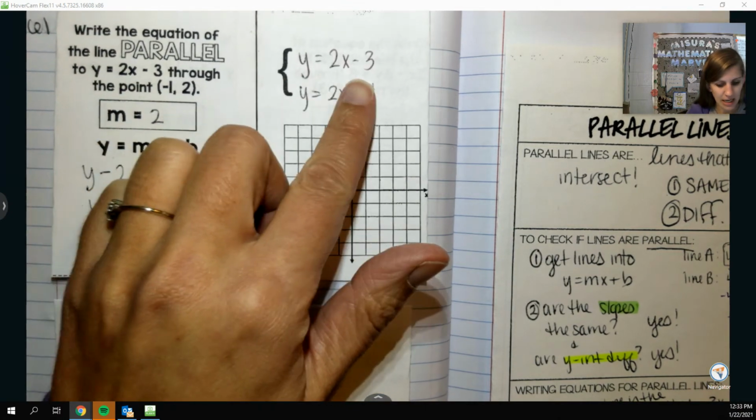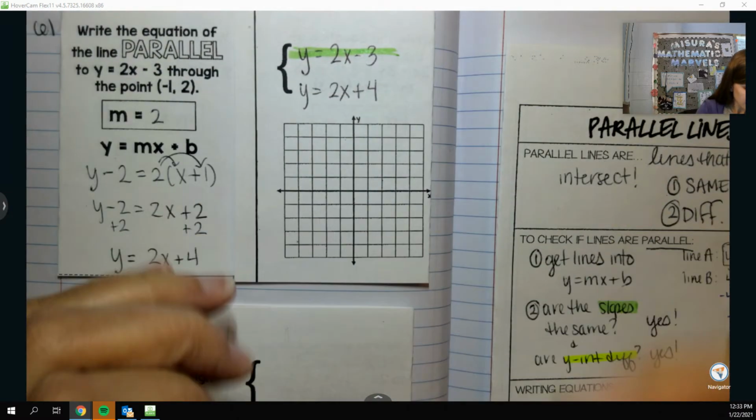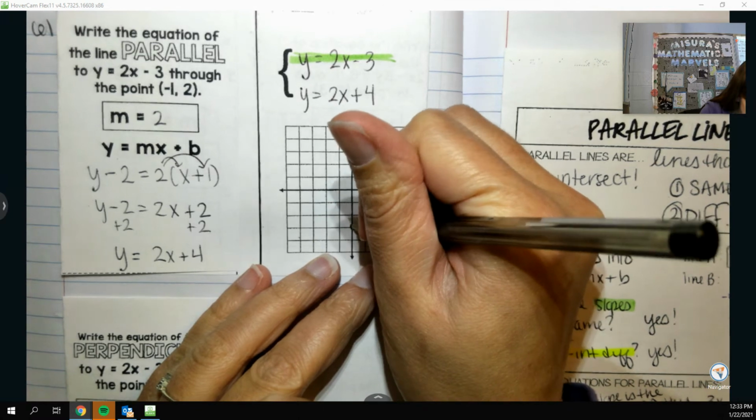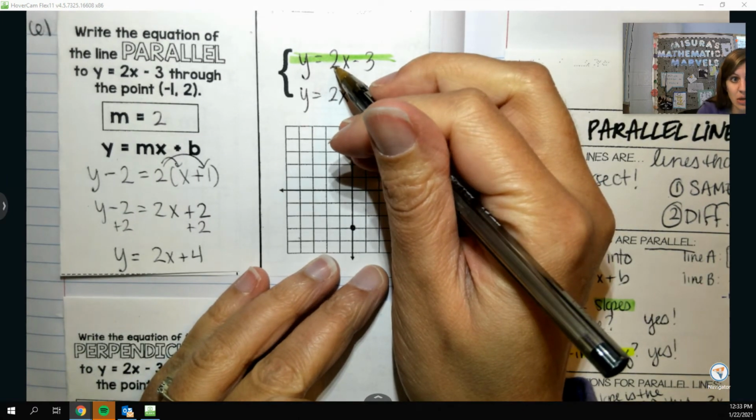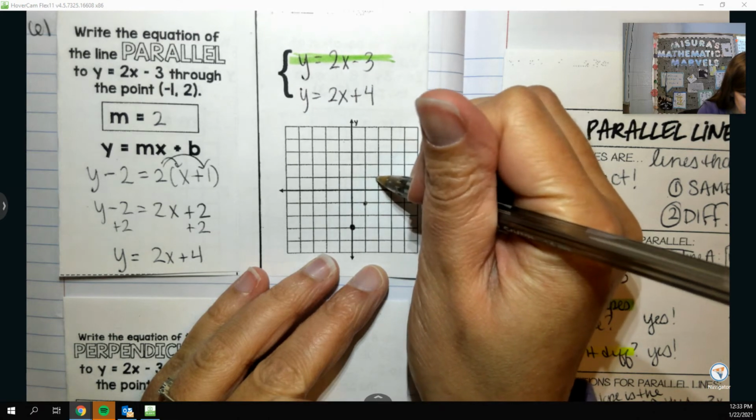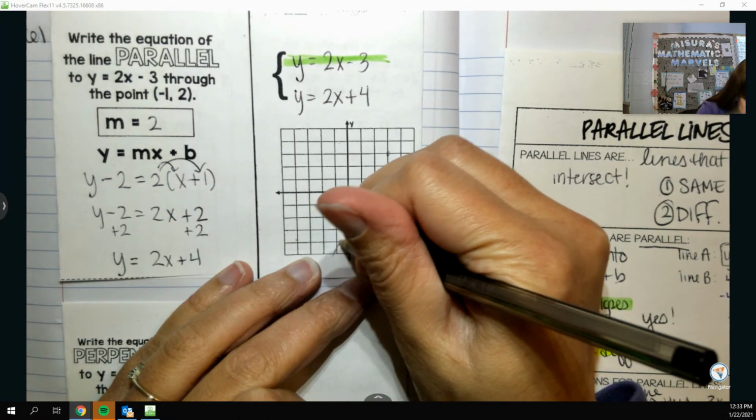So on this first line here, which I'll do in green, I would plot the y-intercept at -3. And then I would do the slope from there, which is up 2 over 1. So we get this line here.